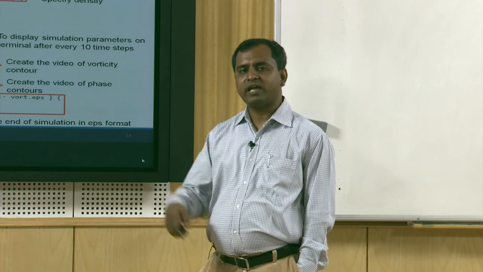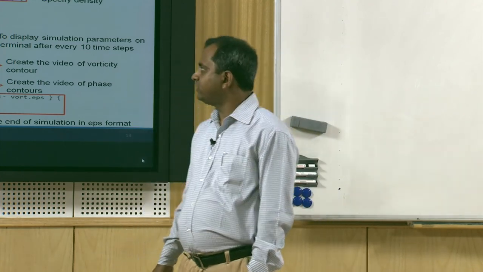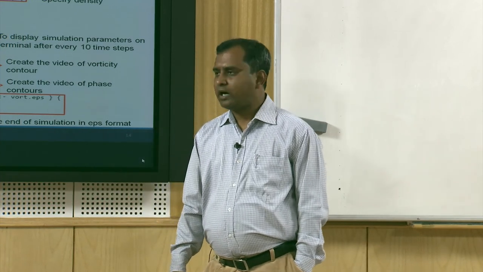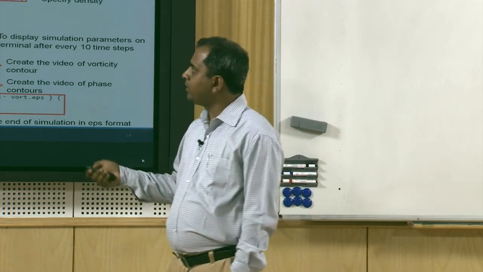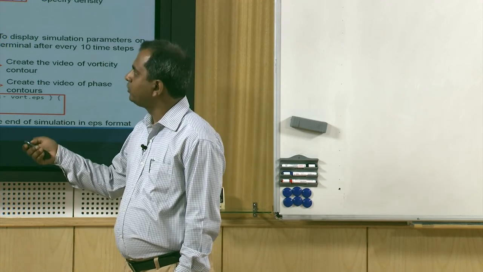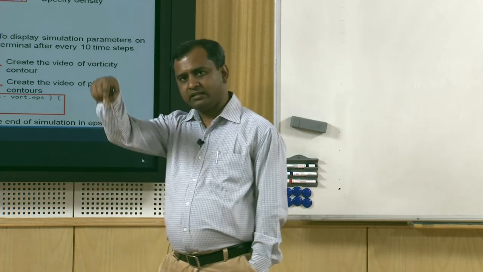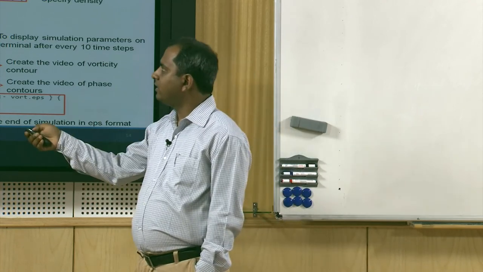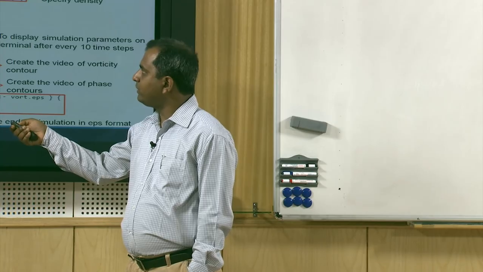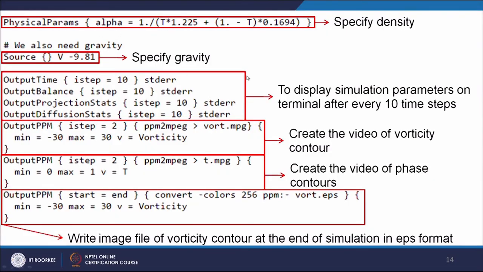So, in this way we have defined the densities. As it is Rayleigh-Taylor instability, gravity needs to come, otherwise the finger will not be forming. So, we have given the gravitational acceleration as the source term over here, and the gravity will be acting in the downward side. So, V is the y coordinate velocity, with a value of minus 9.81, which is in the downward direction.